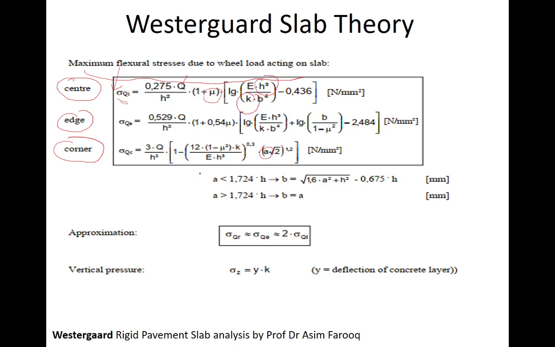We also have another indicator, as you can see here, in the center as well as in the edge: another factor which is called B. B is the radius of equivalent pressure, which is considered as the distribution at the bottom of the slab layer.